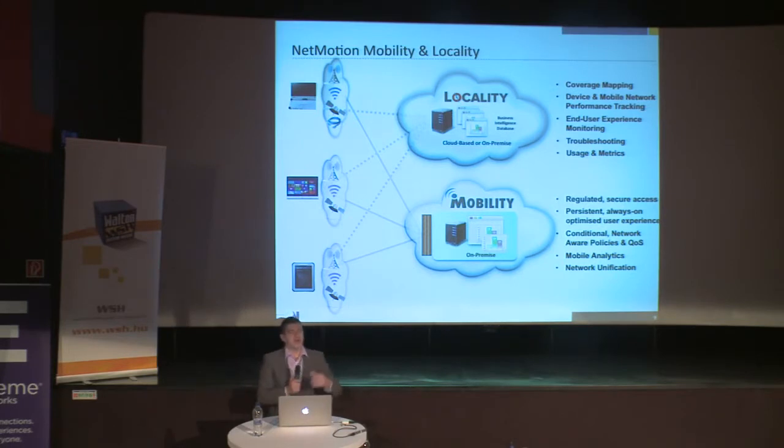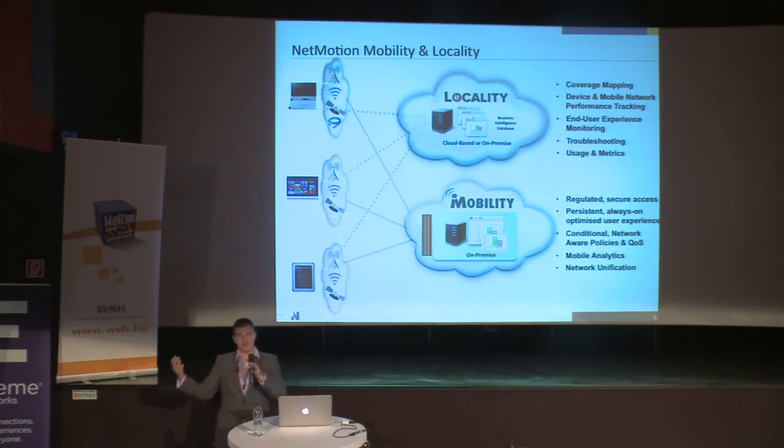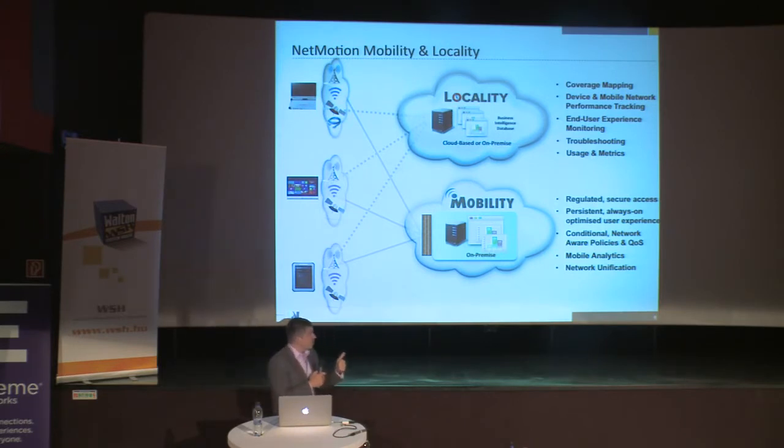In simple words, it's an always-on, persistent VPN connection. Unlike the traditional VPN, which is meant to secure the connection between two static sites, in this case we're dealing with a mobile workforce. It's conditional, network-aware policies and quality of service. Mobile analytics, okay, nice words. What does it mean?